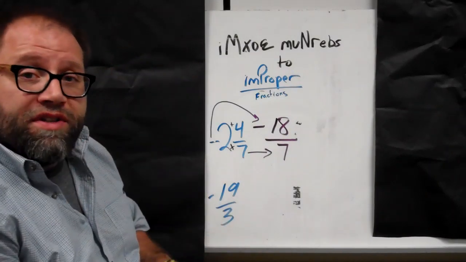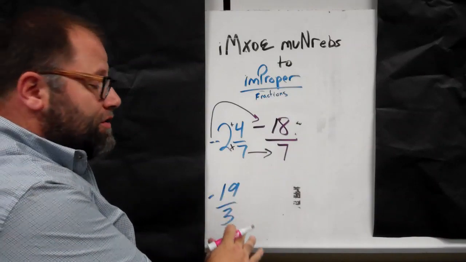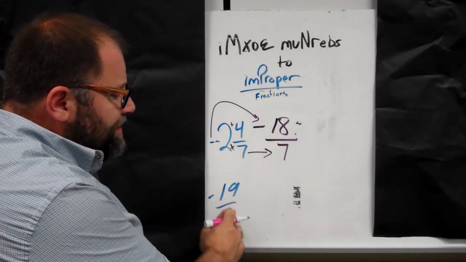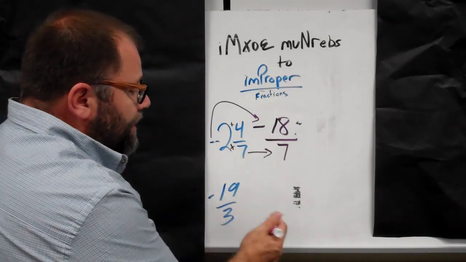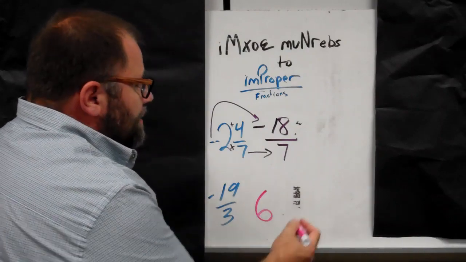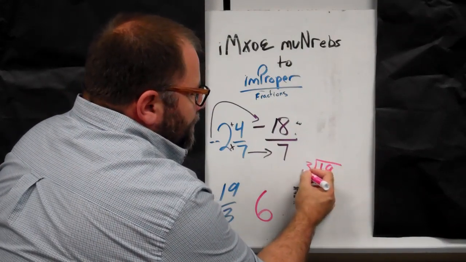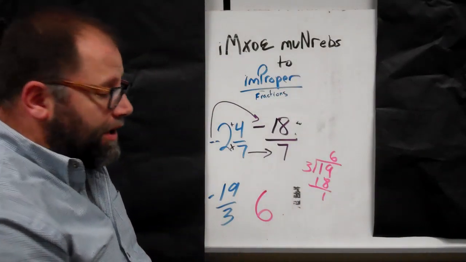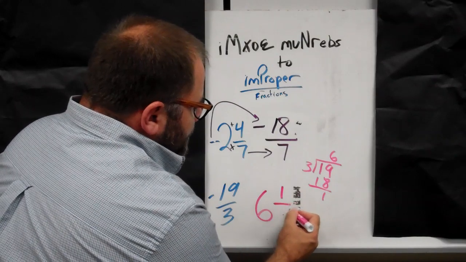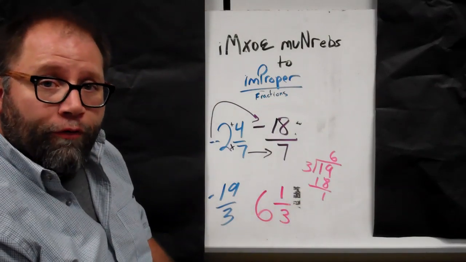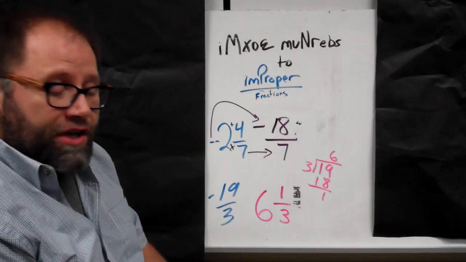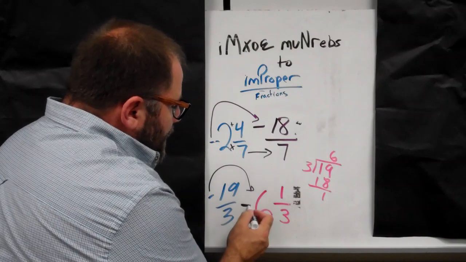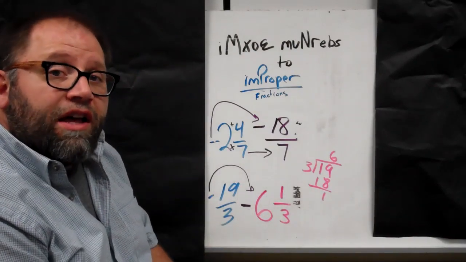Negative 19 thirds, once again, don't worry about the negative at first. Figure out how many wholes you can get out of 19. We know it takes 3 pieces to get a whole, so 19 divided by 3 is 6, leaving us 1 remaining. And then that remainder becomes our leftover piece. We have 1 more third to account for. That's why our denominator doesn't change. And then don't forget to bring that negative sign over here and apply it again. So we have negative 6 1/3.